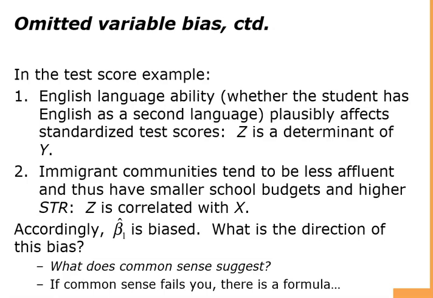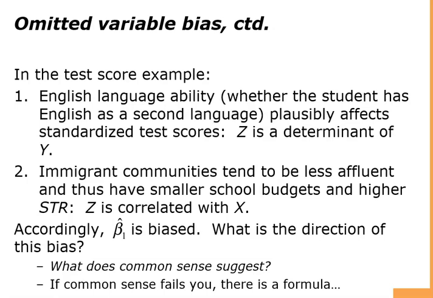So what are the two conditions of omitted variable bias? The first condition is that the omitted variable should have an impact on the dependent variable, and in this situation the English language ability of the student will have an impact on the test scores, which would mean that the first condition of omitted variable bias would be satisfied.